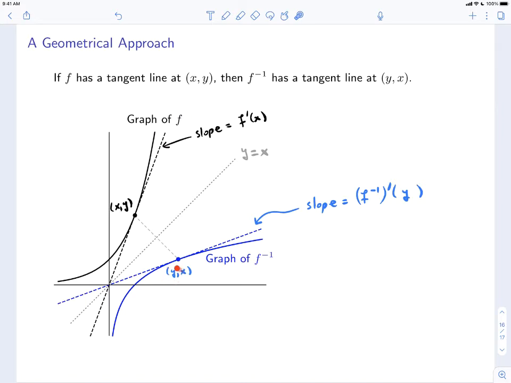The input value is y. X is the output. The input value is y. So that means that this curve has a tangent line with slope f inverse prime at the input value, which is y. So this is the slope. We just want to find a formula for that. Well, we know the formula for that. We saw it on the previous slide, but we want to figure out what this formula is without using calculus. Let's make this picture a little bit bigger and go to the next slide.